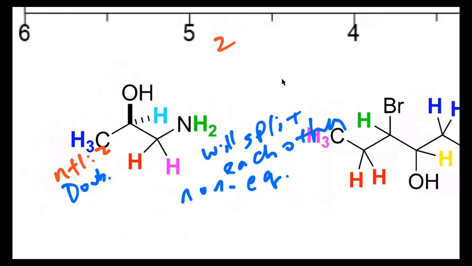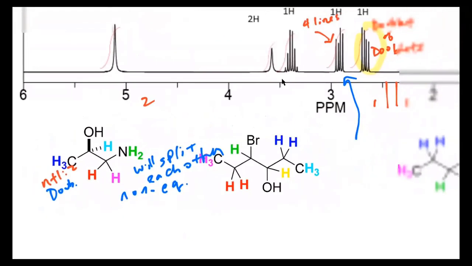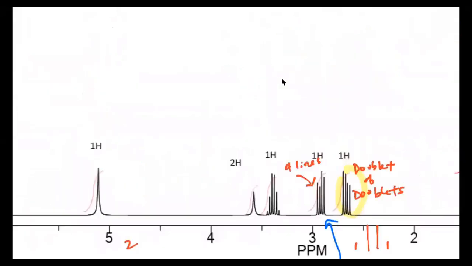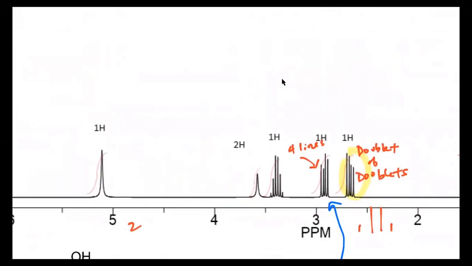So when do you expect to see that doublet of doublets type splitting come up? What's one scenario where you see it? When you have diastereotopic protons adjacent to a chiral center. That's exactly right. So let me write that down somewhere. Excuse the silence while I'm writing. But you see a doublet of doublets, not doublets.